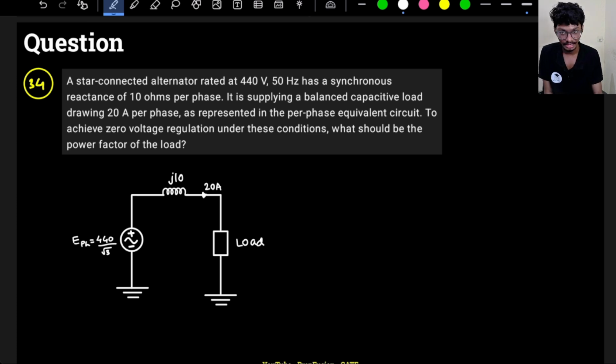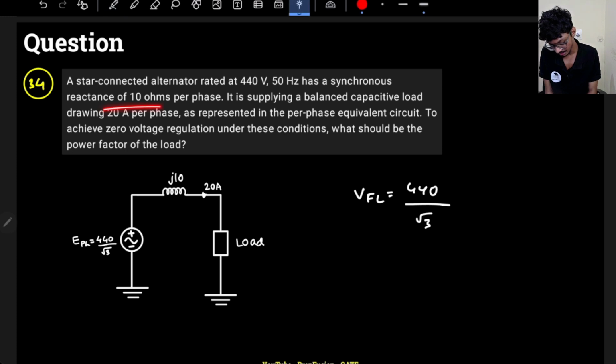A star connected alternator is rated at 440 volts, so its full load voltage is 440. So here VFL is 440. It is star connected, so I will write the per phase voltage, which will be 440 divided by root 3. The synchronous reactance per phase is 10 ohms.